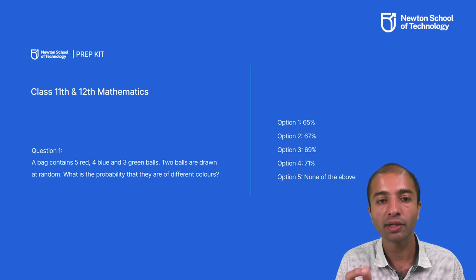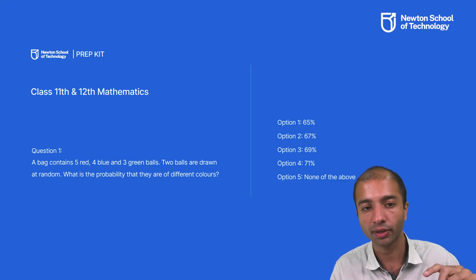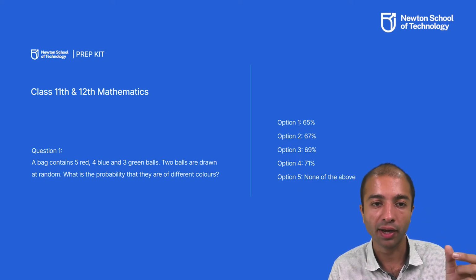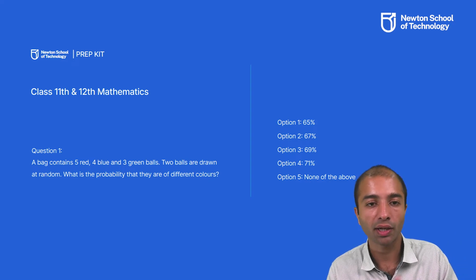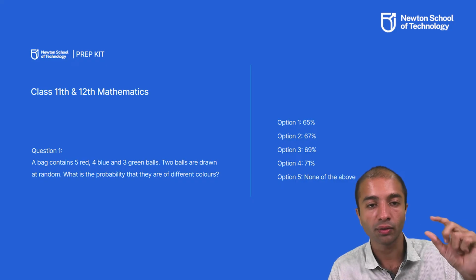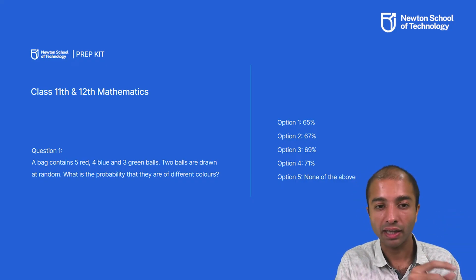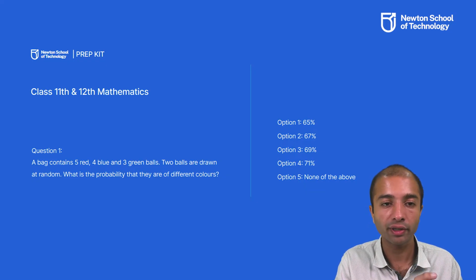So what would be the probability of getting 2 reds? That would be favorable outcomes upon total outcomes. Favorable outcomes here is 5 and total outcomes would be the total number of balls, which would be 4 plus 3, 7, 7 plus 5, 12. So the first number would be 5 by 12. That is the probability of drawing the first red ball.